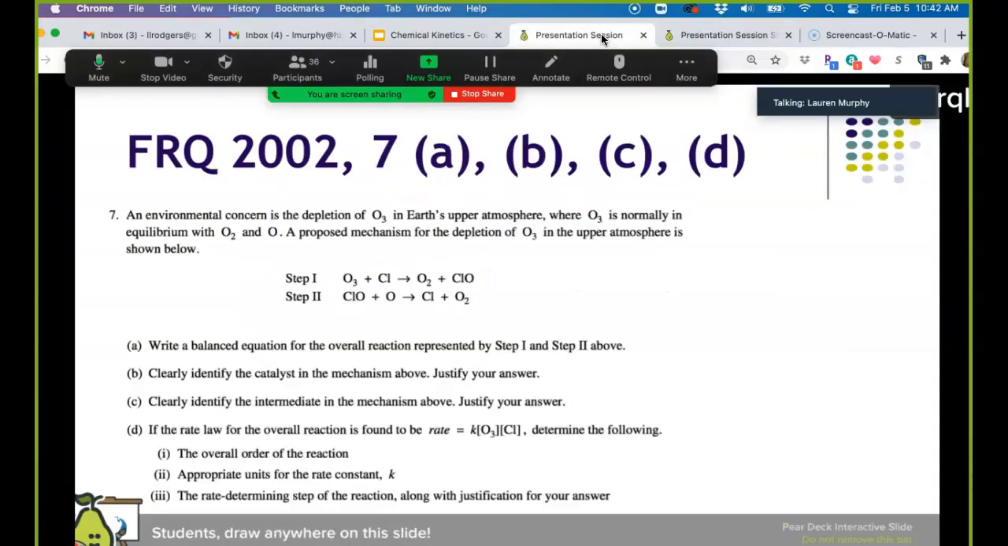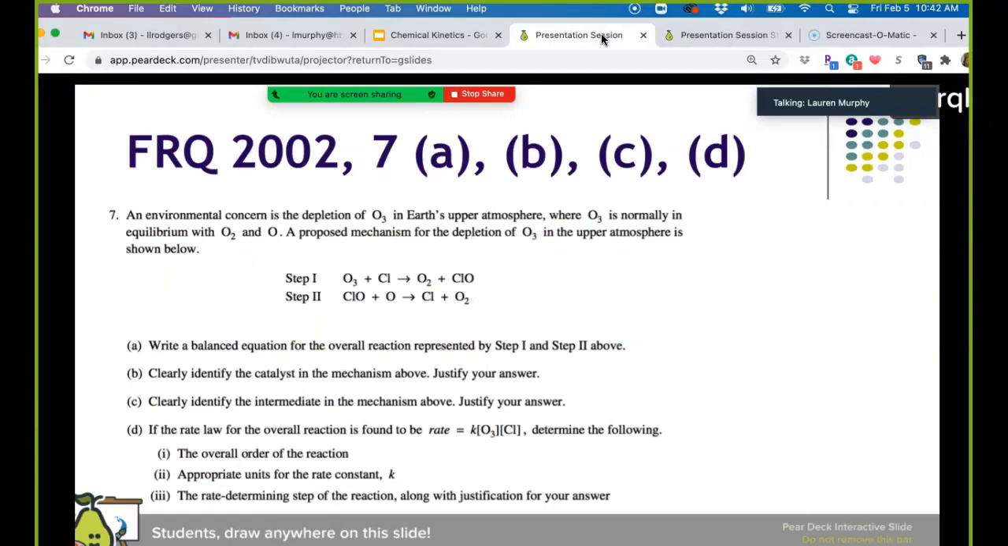All right, so try this one too. I don't want you to do D yet. We're going to do D together, but please try to do A, B, and C on your own. So just more practice.